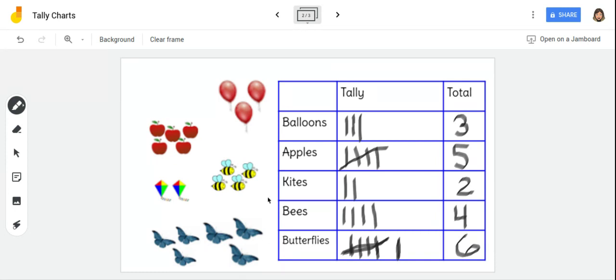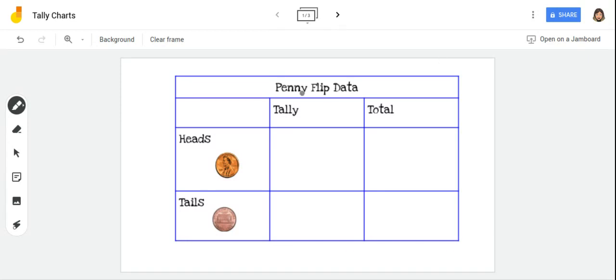Now you're going to practice with tally marks. And it's okay if you need a little help while you're getting started. And your challenge is going to be fun. What you're going to do is collect data on what happens when you flip a penny. Now, if you don't have a penny at your house, that's fine. You could use another coin. Maybe you have a quarter, a dime, a nickel. And what you're going to do is flip this coin. And every time you flip a heads, you'll put a tally mark in there. And every time you flip a tails, so the back of the coin, you'll put a tally here.